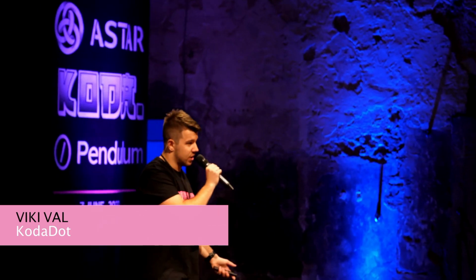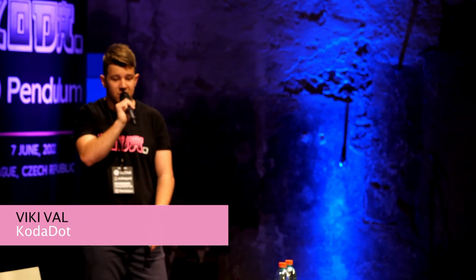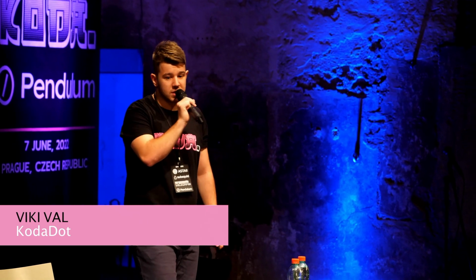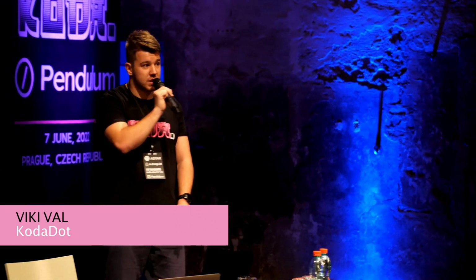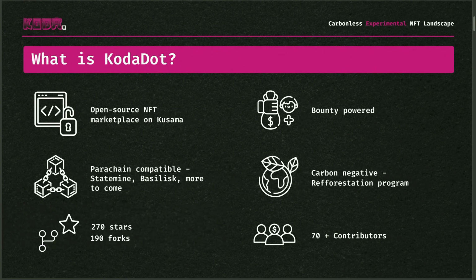First, a couple of words about what we are doing at KodaDot. We are an open source NFT marketplace, currently on Kusama, and we are also implementing multiple other parachains, such as the common good one, Statemine, and we recently released Basilisk, and there are many more to come. As we are open source, we have more than 270 stars and 190 forks, and we are operated on a bounty basis. So whenever you come to our repository, you can grab a bounty and get some coins.